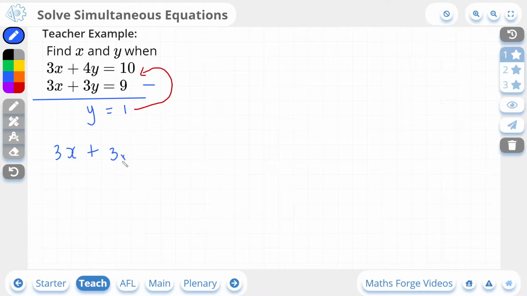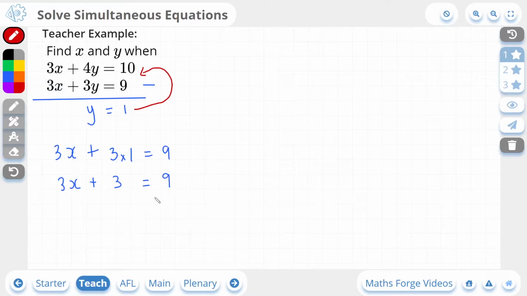So it's going to be 3 times 1. Don't forget that 3y is 3 times y. And since we found y to be 1, it's going to be 3 times 1. And this is equal to 9. Now I'm going to go ahead and simplify this. 3x plus 3 times 1 is just 3, and this is equal to 9.